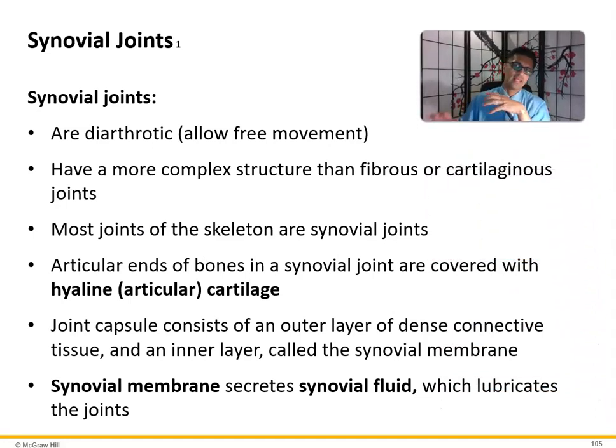Synovial joints, again, the more degrees of freedom you have, the more problems that can occur. They have a more complex structure than fibrous or cartilaginous joints. Most of the joints in the skeleton are synovial joints. Articular ends of the bones in the synovial joint are covered with hyaline articular cartilage. I mentioned this prior. Once the articular cartilage gets worn down, it can't repair itself. So that's when patients say, I'm bone on bone. The joint capsule consists of an outer layer of dense connective tissue and an inner layer called the synovial membrane. The synovial membrane secretes synovial fluid, which helps lubricate the joint.